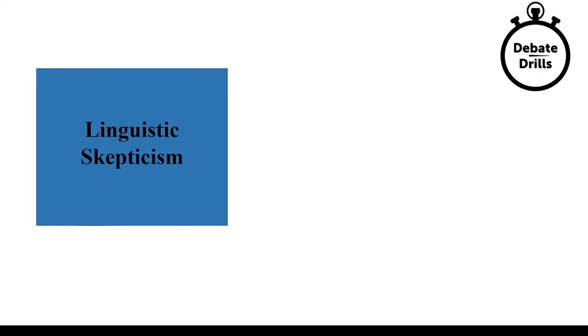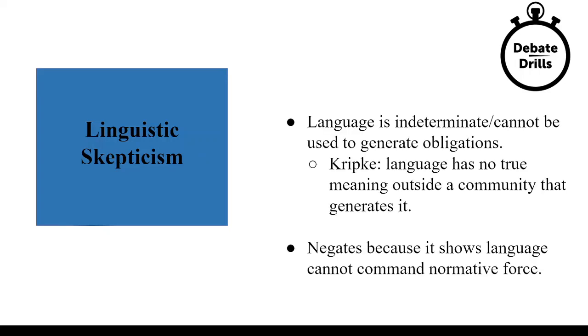The next type of skepticism is linguistic skepticism. So this is skepticism about the ability of language to command some sort of normative force. So the argument is generally that language is indeterminate and cannot be used to generate obligations. So for example, there's a common Kripke card that is read, or an argument from Kripke, that says that language has no true meaning outside of a community that generates it. Our understanding of what different concepts are and what they mean and imply do not have any sort of independent meaning. Rather, it's only given meaning through our understanding within a community, which means those concepts don't have any kind of prior or a priori force.